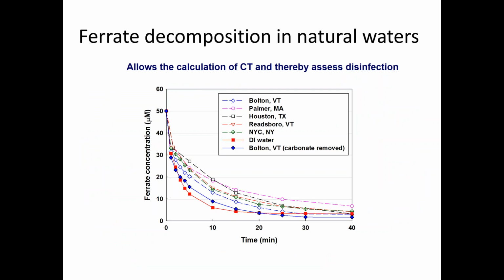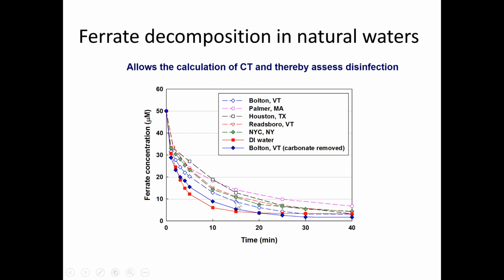In order to make use of this information and to predict how effective ferrate is going to be, you have to determine what the CT is, not just for the purposes of disinfection, but also for understanding its ability to oxidize chemical contaminants in water. So what I have here are some of these same concentration profiles for a number of different waters that we've studied over the years. Except for Houston, Texas, and New York City, most of those systems we worked with are smaller systems.